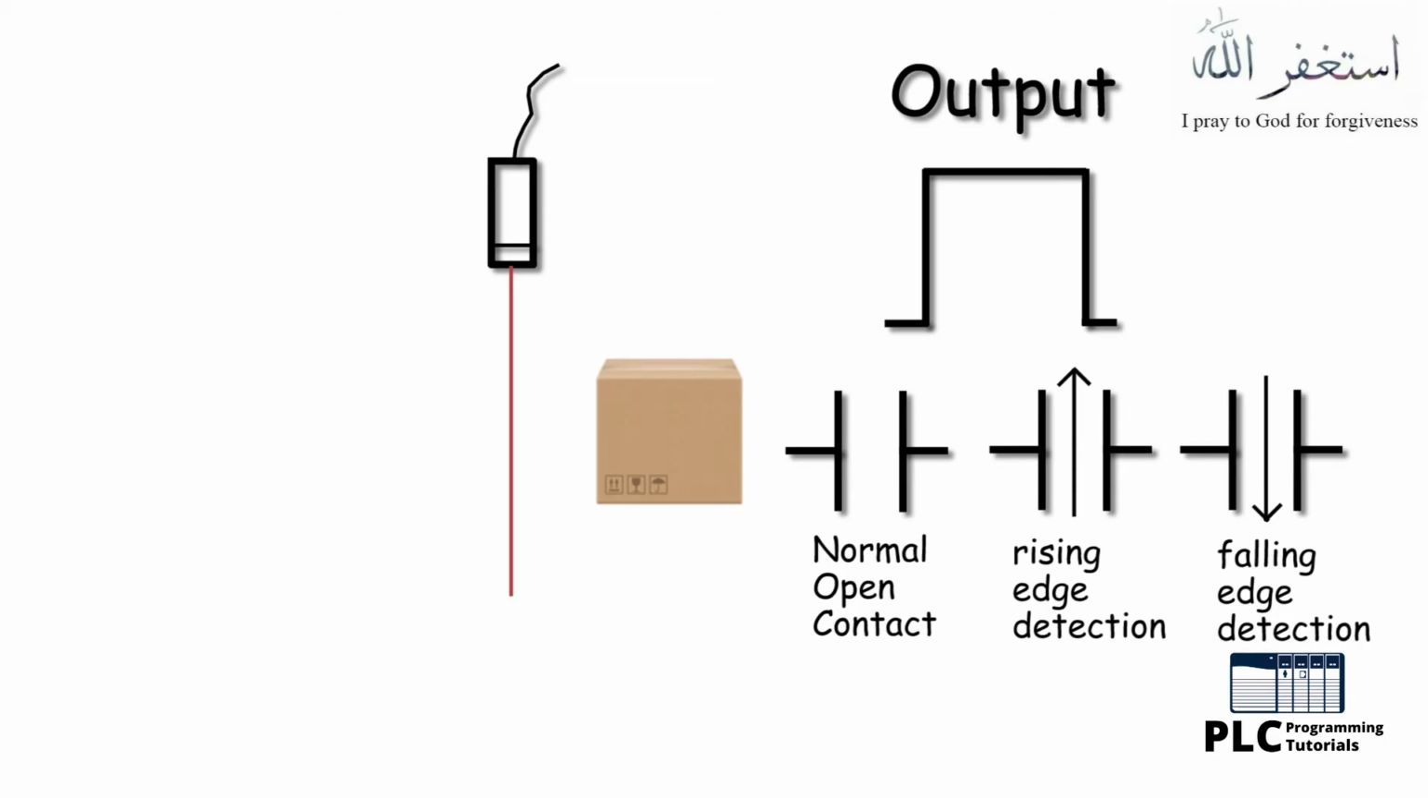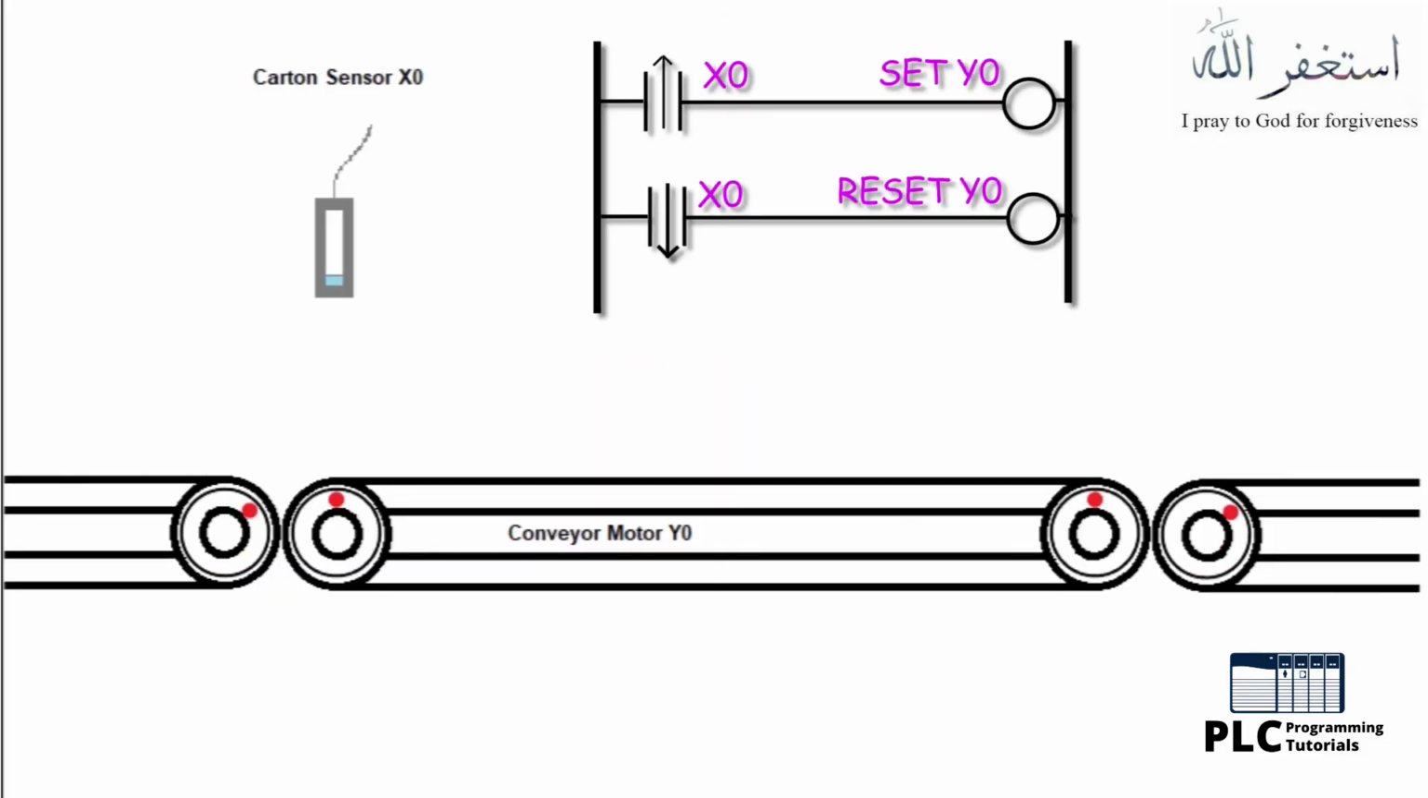Now we will see how we can use rising and falling edge detection in ladder logic. Here I have written two rungs to keep things really simple and easy to understand. In the first rung, upon the rising edge detection, the Y0 output will be set on. And in the next rung, upon falling edge detection, the Y0 output resets.